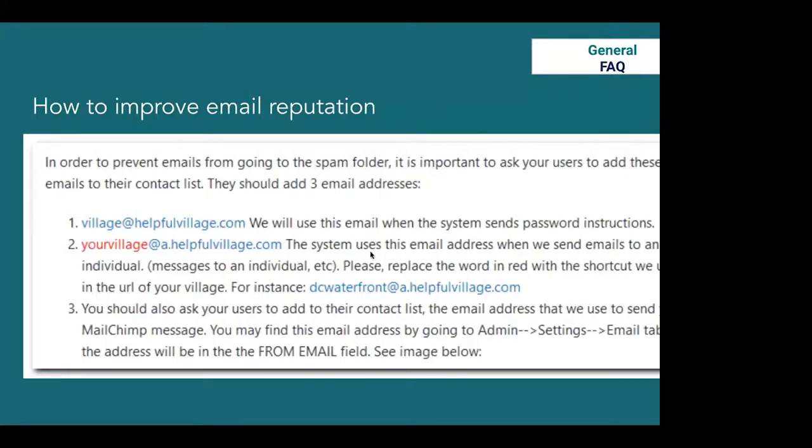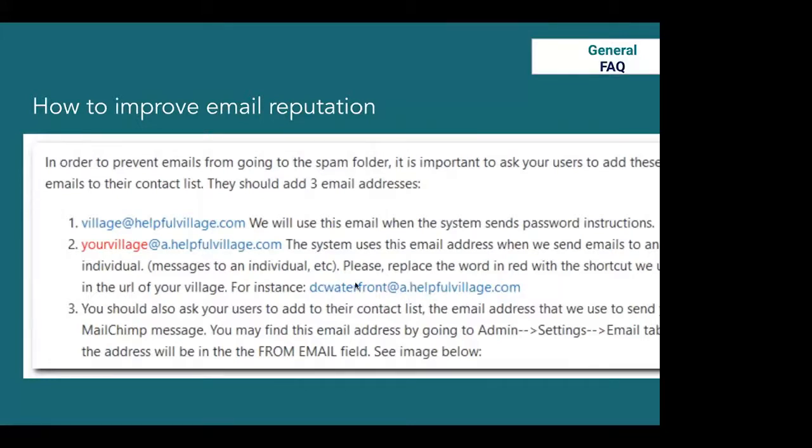Those are the emails we send to each individual person: reminders for events, individual opportunities to volunteer, their invitation to renew membership. All the individual emails come from here. Christina is giving an example here, DC Waterfront, which is one of the villages, at a.helpfulvillage.com. For every village it will be different, right? I know Sausalito is sausalito at a.helpfulvillage.com.